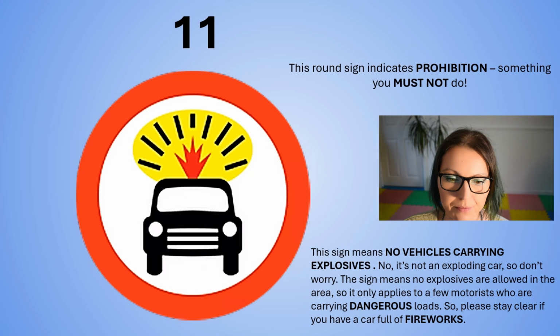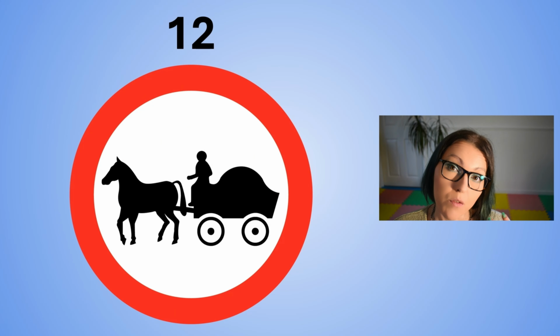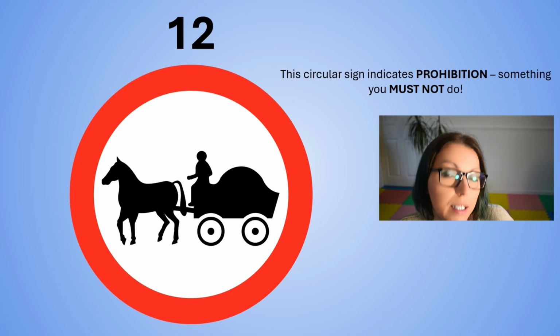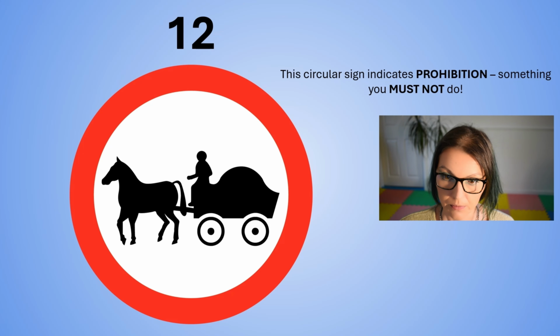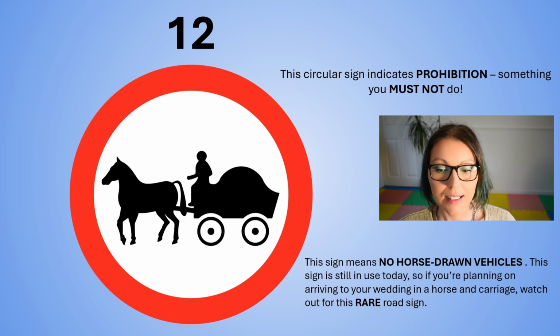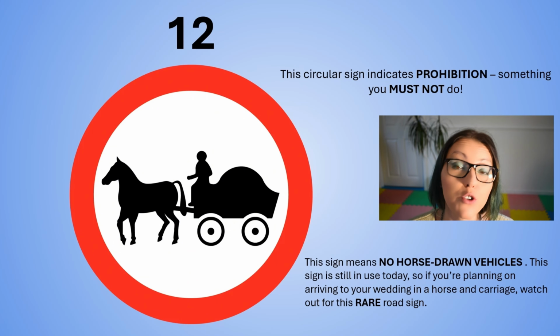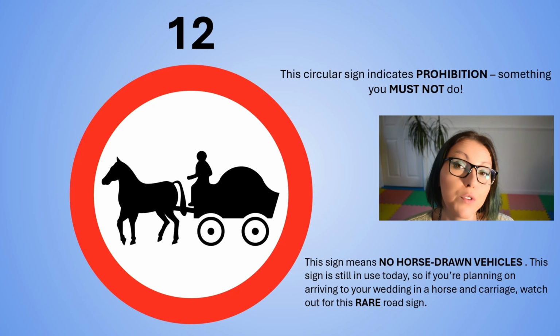Sign number 12. It's very similar to our previous sign, but there is a bit of a difference there. So this is a red circular sign which indicates prohibition, something you must not do. And it means no horse-drawn vehicles. This sign is still in use today, so if you are planning on arriving to your wedding, for example, in a horse and carriage, watch out for this rare road sign.